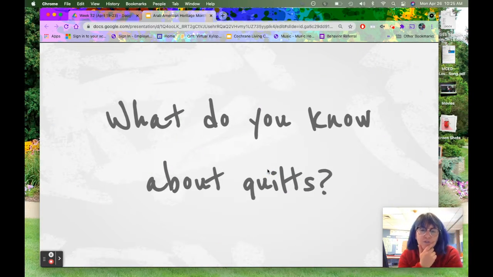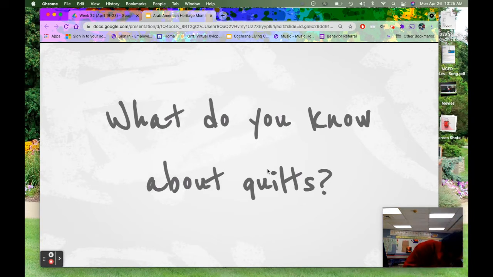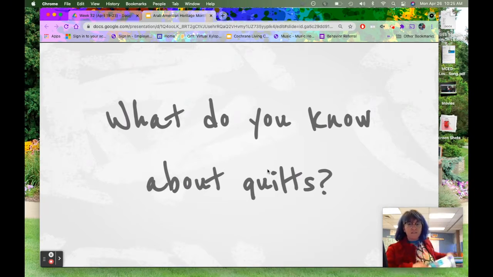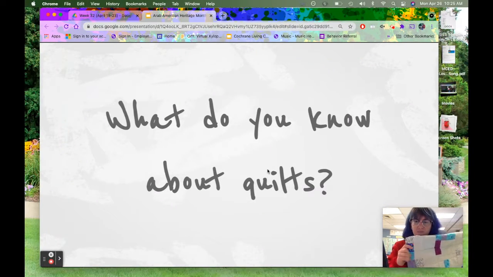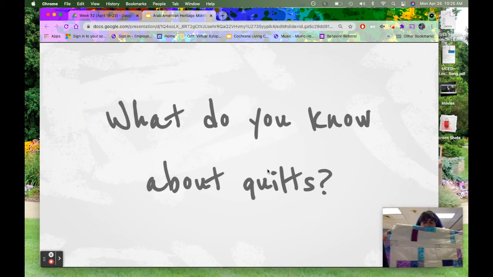First, what do you know about quilts? What is a quilt? Yeah, a quilt is just a blanket. My mom loves to quilt. You'll notice that quilts are usually made out of fabric and then someone sews them together.